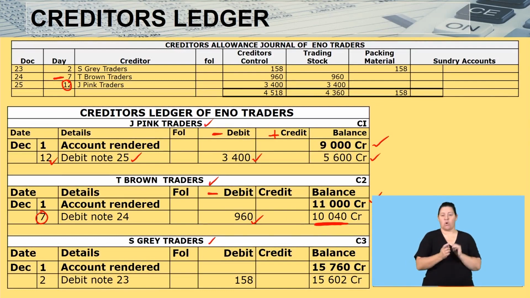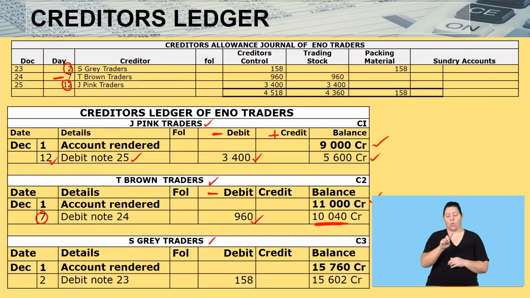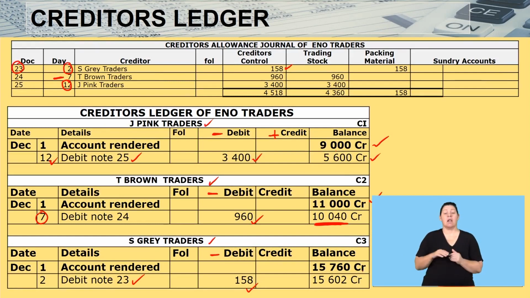Let's go now to the last creditor, who is S Gray. The account rendered is 15,760. This is what we are owing before the allowance. Then on the 2nd, as you can see over here, we have an allowance of 158. My debit note is number 23, so it is the same as this one that I have here. I'm going to bring it again to the debit side. So I have my 15,760, and when an amount is on the debit side, I subtract it. So I'm subtracting 158. Then I remain with 15,602.